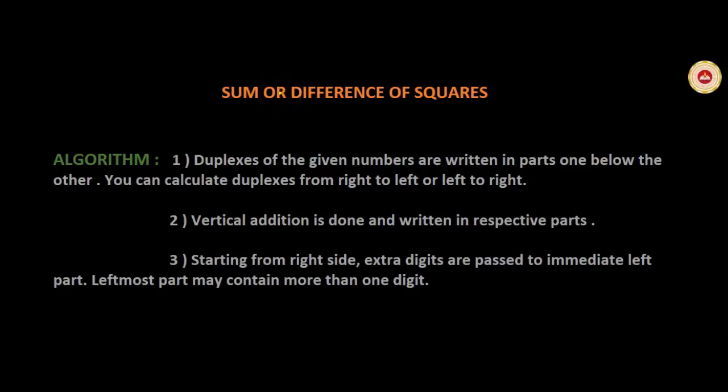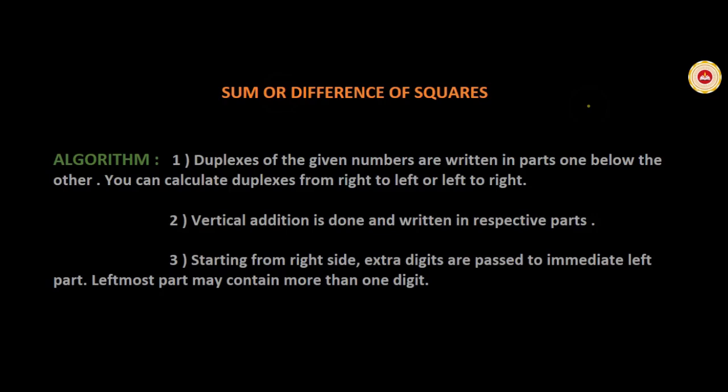Sum or difference of squares. Let us read the algorithm. First step is, duplexes of the given numbers are written in parts, one below the other. Friends, we know the duplex method of squaring. You are going to use the same method. Duplexes of the given numbers are written in parts, one below the other.